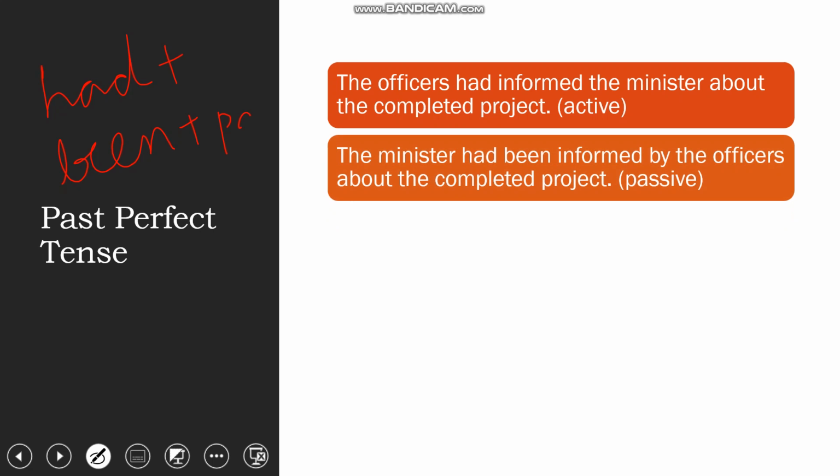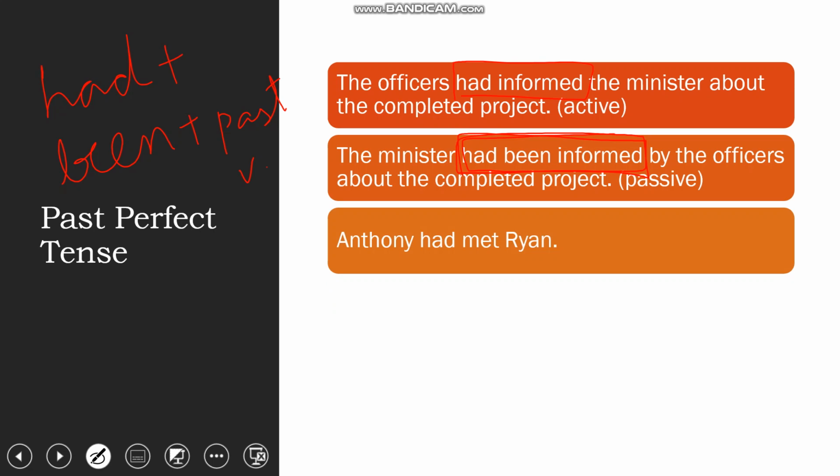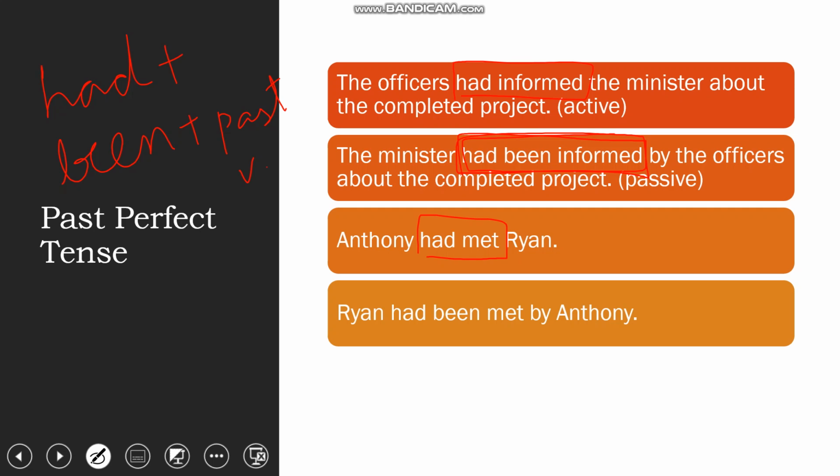For example, the officers had informed the minister about the completed project. The officers had informed. Now, this had informed is going to change into the minister had been informed by the officers about the completed project. Let's see another example. Anthony had met Ryan. Simple. Ryan had been met by Anthony.